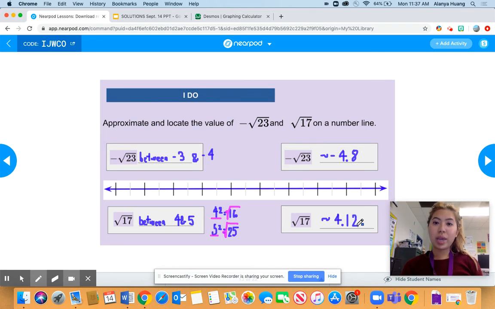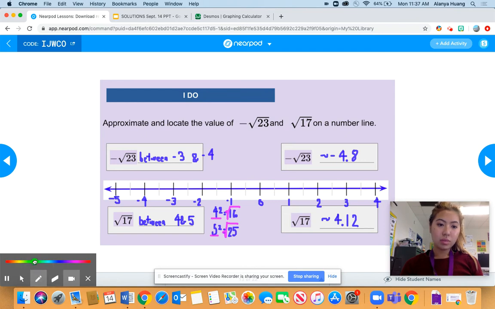So to locate it on the number line, let's say that this is negative 5, negative 4, negative 3, negative 2, negative 1, 0, 1, 2, 3, 4. So negative 4.8, if this is negative 4.5, let's say negative 4.8 is right here. So this is going to be negative square root of 23.